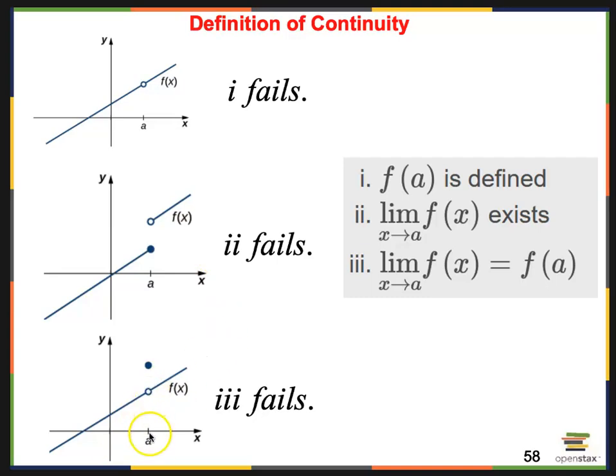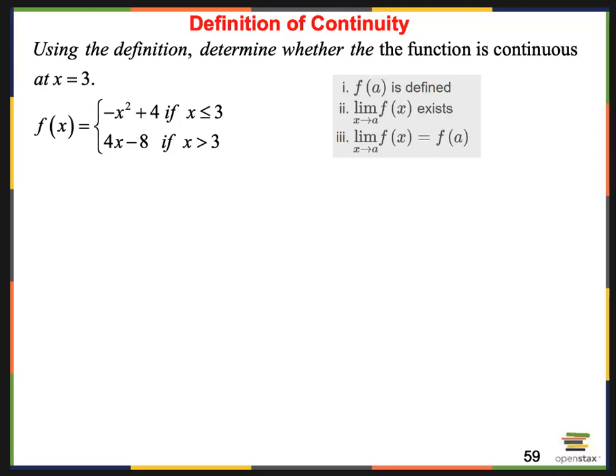Here's the third way it fails. The function value exists, whatever this would be. The limit exists, but the two of those are not equal. So part 3 of the definition fails. All three of these have to be true in order for a function to be continuous, or to satisfy the definition of continuity. So let's look at an example.